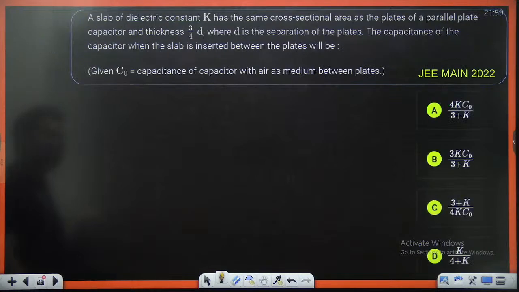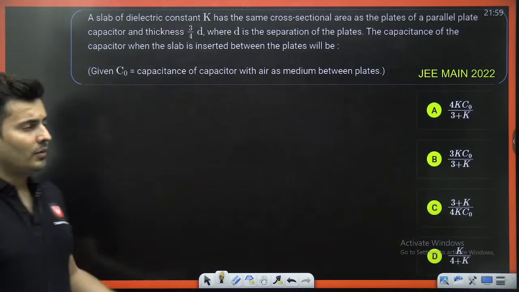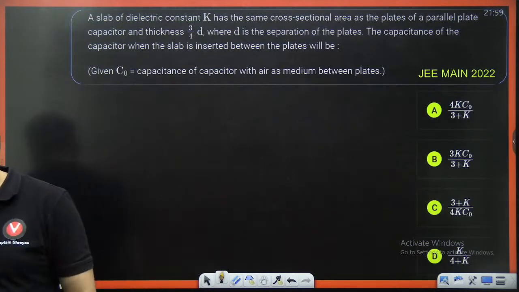Got it? That's it. Then this kind of question where you insert a dielectric slab.